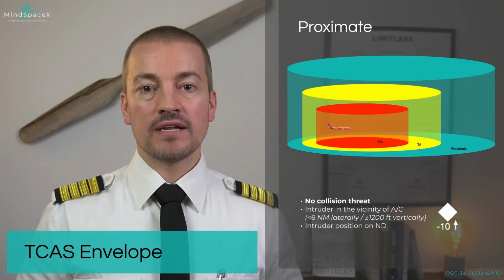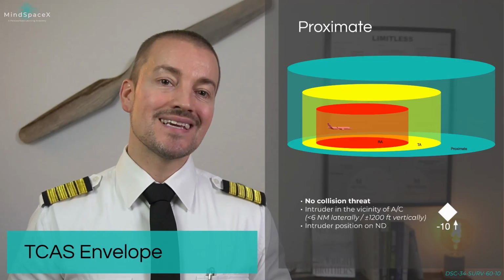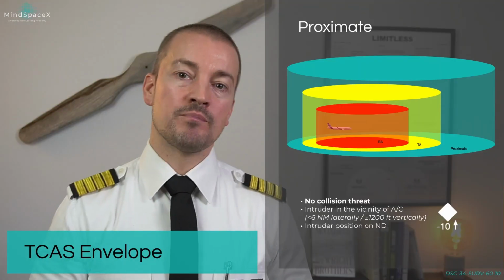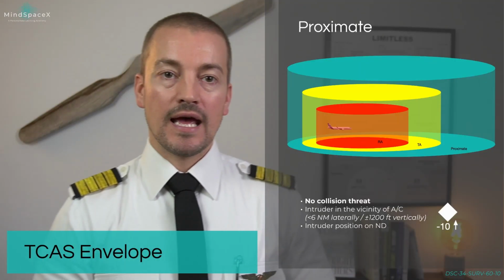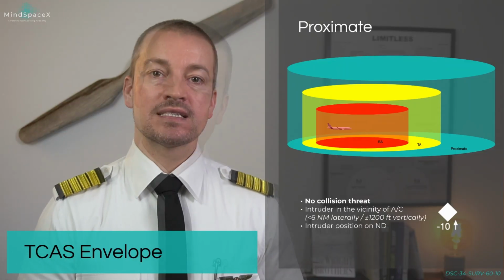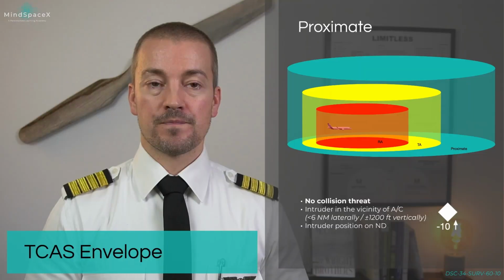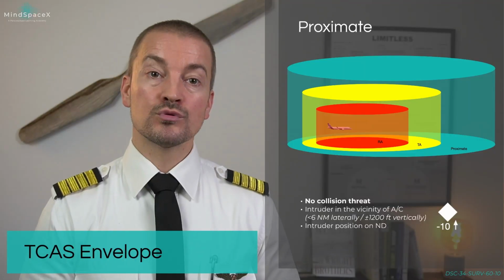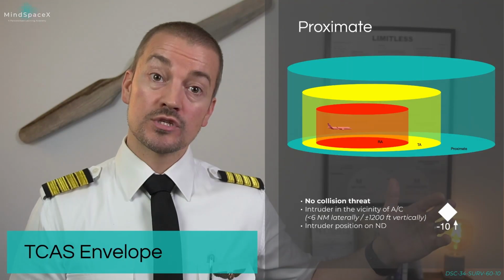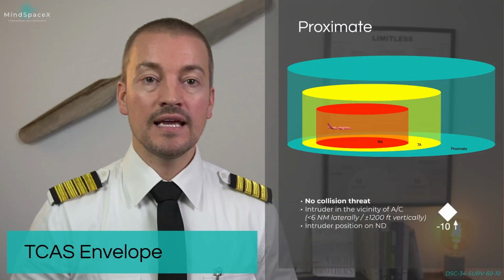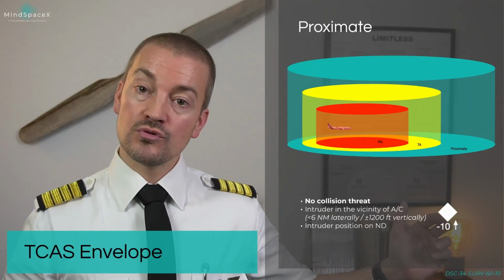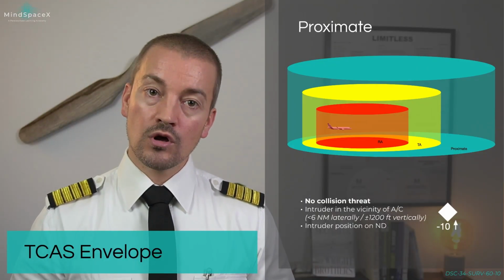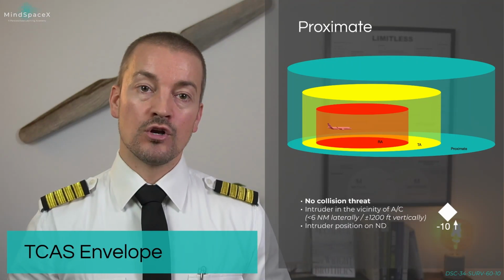In the area surrounding the aircraft that is up to 6 nautical miles laterally and 1,200 feet above and below our aircraft, any intruder will be categorized as a proximate intruder. It does not yet pose a collision threat. It is, however, shown to us on the ND display using a white spade symbol filled in together with the altitude and rate of change indication below. There is no oral or visual alert to the crew.